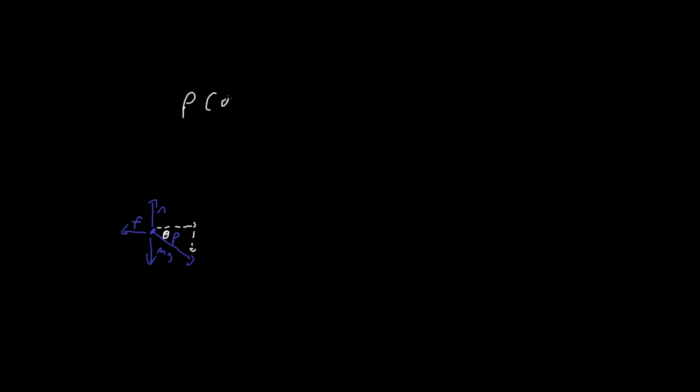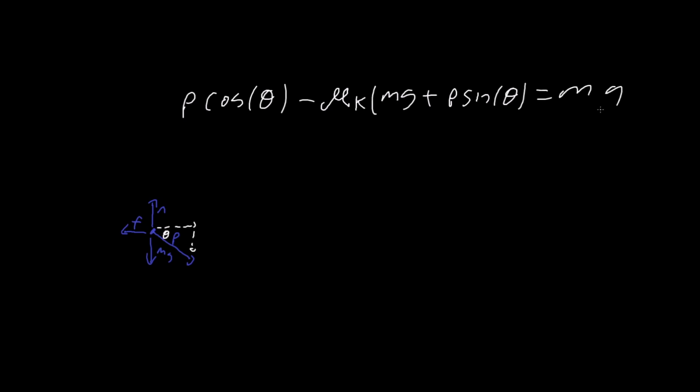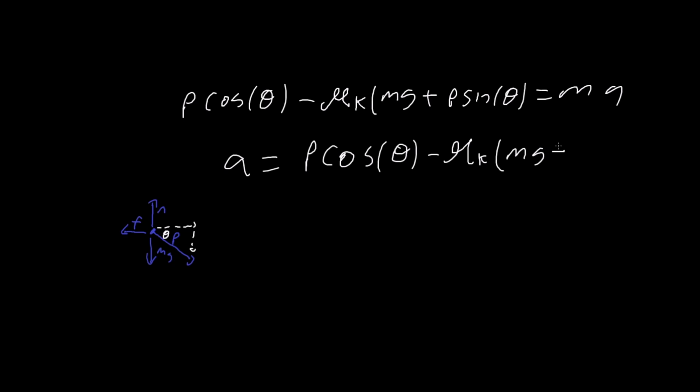So you're going to have P cosine of theta minus the coefficient of kinetic friction times the normal force, which is the combination of gravity plus the pushing down on the block, P sine of theta. And that's going to equal ma. So whatever the acceleration is, it will always have to equal this value once the block starts to move. So notice that this is already the whole equation.